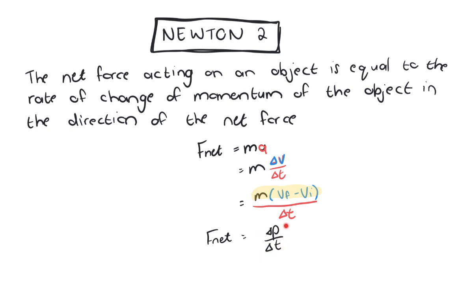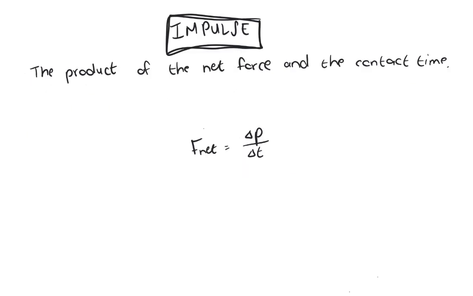Okay, so this brings us to a new formula that we can use in this chapter on impulse and momentum. So now we're going to look at impulse. If I take this equation that I derived in the previous slide, I can rearrange it a bit further to make the change in momentum, delta P, the subject.